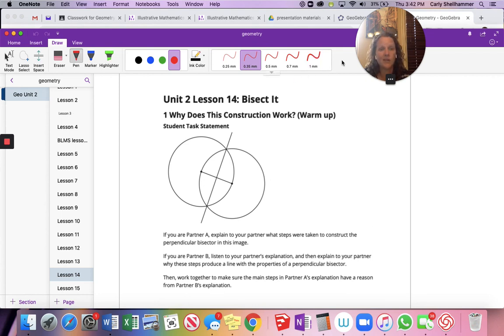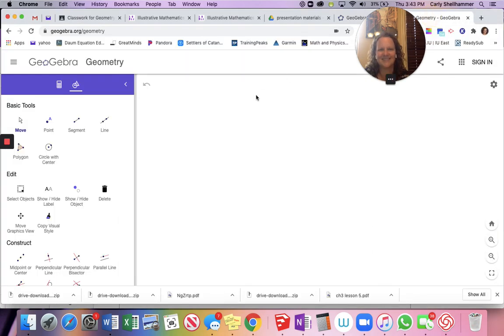All right, we're going to go to GeoGebra and construct one, okay? So I'm trying to construct a perpendicular bisector of that segment, and we can do this. Okay, we've practiced enough. It's not difficult. We know why it works because we use circles to construct it.